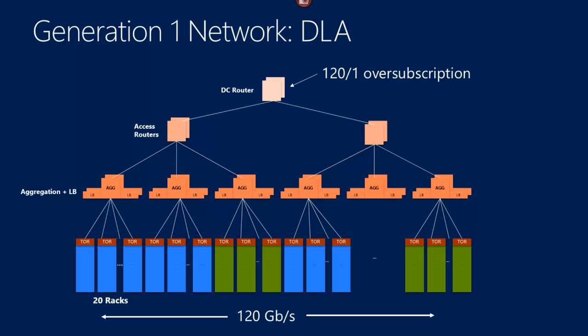This is the original data center design. It's called DLA. I can't remember what DLA stands for. But you can see that it's a traditional three-tier networking architecture. The data center routers are at the top. Then we've got these access routers and then aggregation switches with load balancers hanging off them. You can see there's 2 of everything for redundancy. And underneath these access routers, there's 3 of these aggregation switches. And underneath the aggregation switches, there's 20 racks.